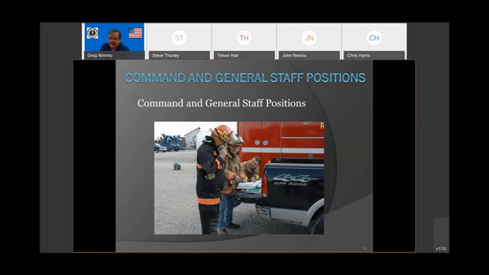Obviously, if we have an incident commander, a lot of times what we want to do is go ahead and look at the command and general staff and see who's there. So what we're going to do is I'm going to start this section. We're going to break it up and have some of the other instructors talk about the different command and general staff positions that exist. And so let's take a look and see why we would need these people and what they would do for us.